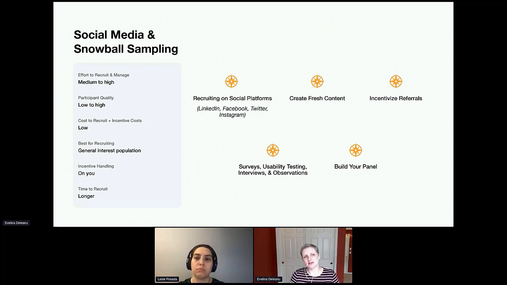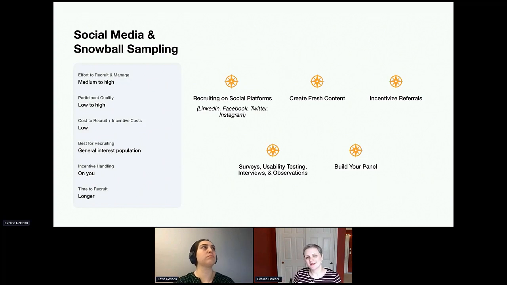So some considerations when you are doing social media and snowball sampling. Snowball sampling means you are asking people to refer others who fit certain criteria to your study. So social media and snowball sampling typically means that you have to continue to engage on the social media channels and continue to post your messages that you're recruiting for a certain type of study, that your study requires certain type of criteria, that you're going to offer certain types of incentives.